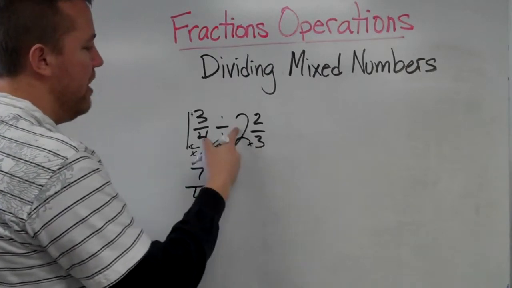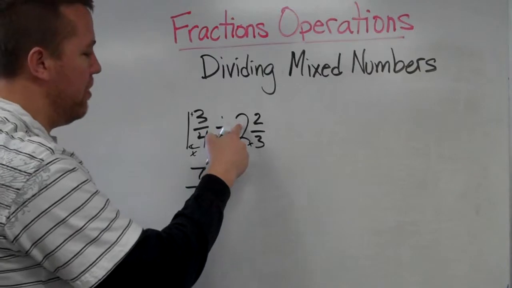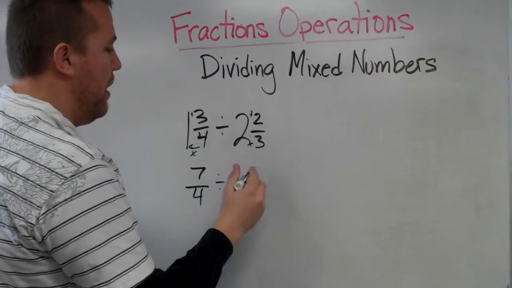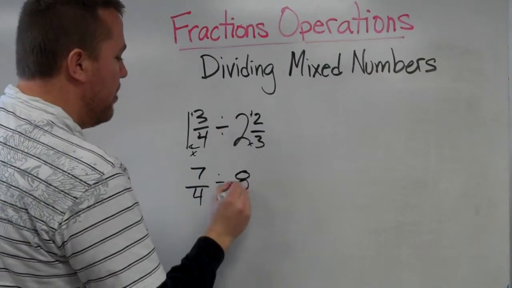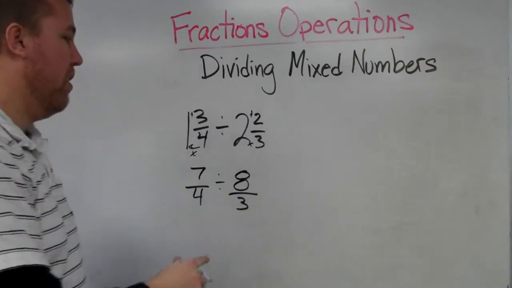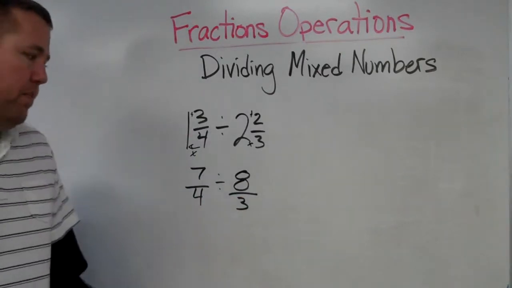3 times 2 is 6. So 6/3 is how many wholes are in 2 wholes. And I add the remainder of 2, which equals 8. So now I have 7/4 divided by 8/3.